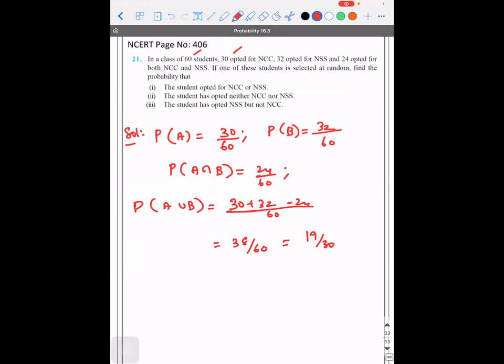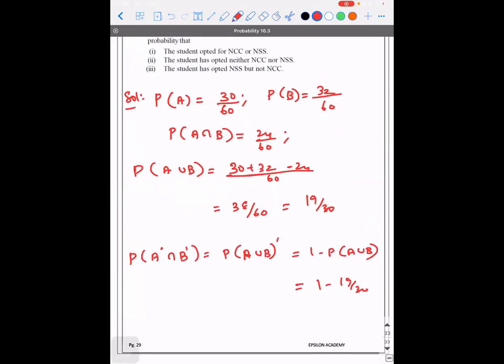The student has opted neither NCC nor NSS. So probability of that is 1 minus 19 by 30. How much is this? 11 by 30.